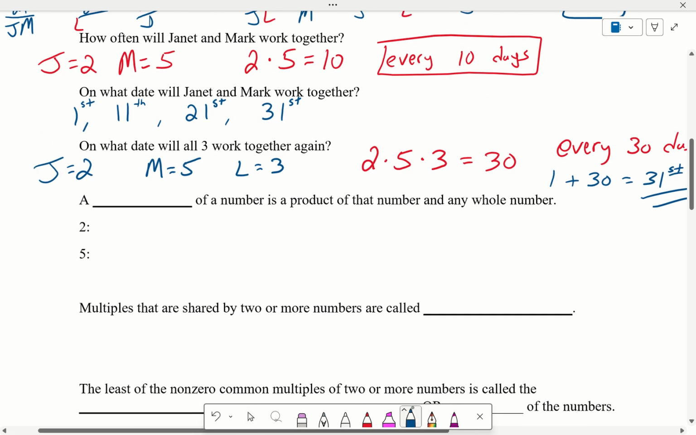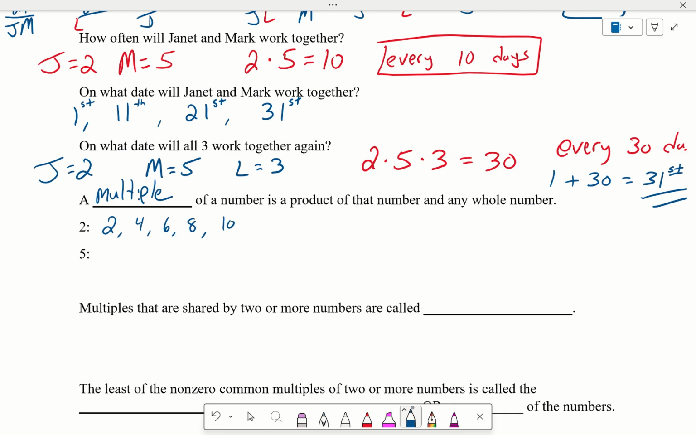A multiple of a number is a product of that number and any whole number. So the multiples of 2: 2, 4, 6, 8, you know these, 10, 12, 14, I'm going to go up to 20, 16, 18, and 20. Let's do the multiples of 5: 5, 10, 15, 20, 25. I'm going to go up to 30, 30.